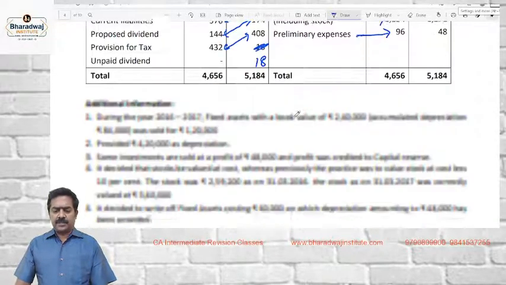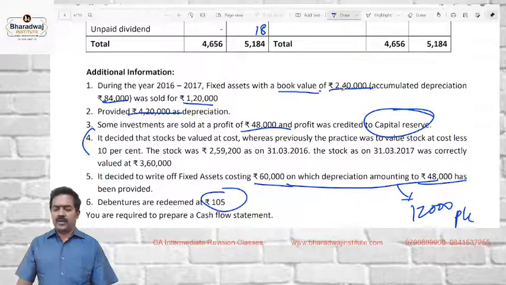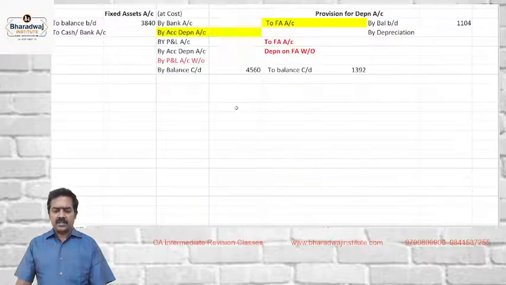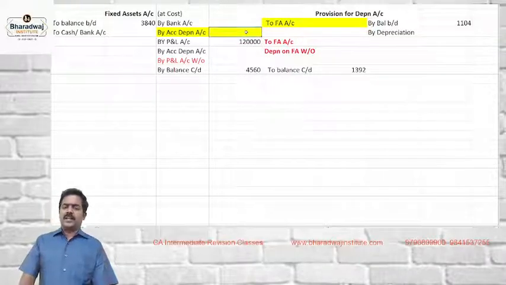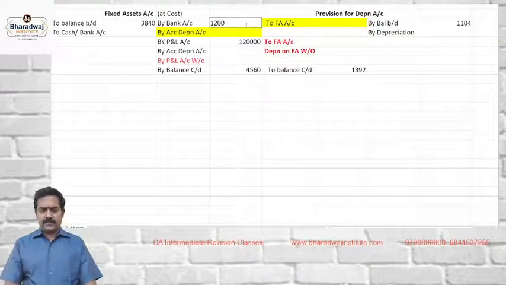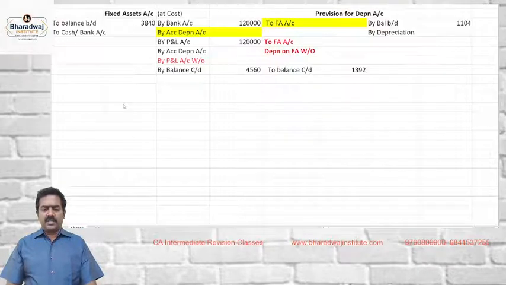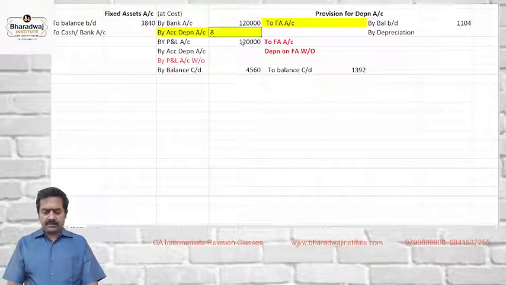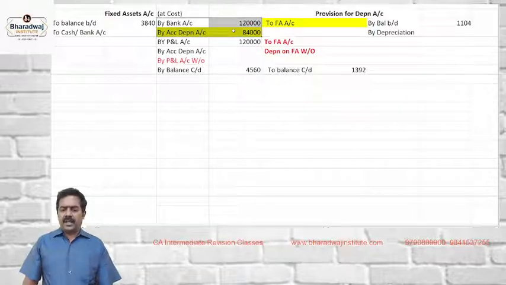Look at the first adjustment. Book value 2,40,000, sold for 1,20,000 means what is the loss? It is not cost. Book value 2,40,000, sold for what? 1,20,000 means what is the loss? 1,20,000 is the loss. What is the accumulated depreciation on the asset? 84,000. So by bank account for the asset sold, by accumulated depreciation, by P&L account for the loss on sale.